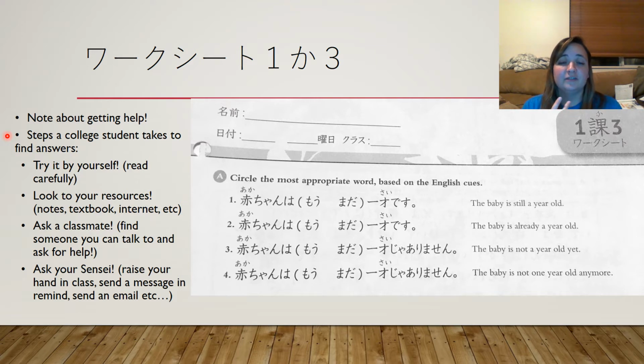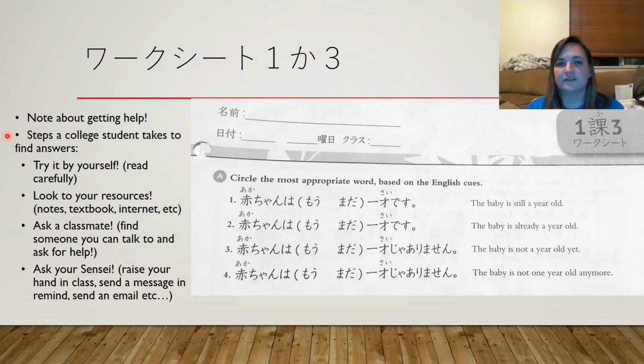Number 2, if you don't know, look at your resources. Take a look at your notes. Take a look at the textbook. Google it. You have a lot of resources available to you, especially ones that I didn't have growing up. Number 3, go ahead, ask a classmate. Okay, maybe you don't understand it, and you guys are kind of pretty good at this. Ask a classmate, find out if someone you can talk to can help you, right? So it sounds like you guys have been collaborating a lot, so make sure you're collaborating and not just copying, right? Make sure you're learning in the process, not just taking someone else's answers, because then you're not learning, right?